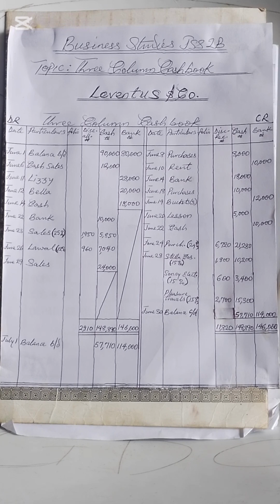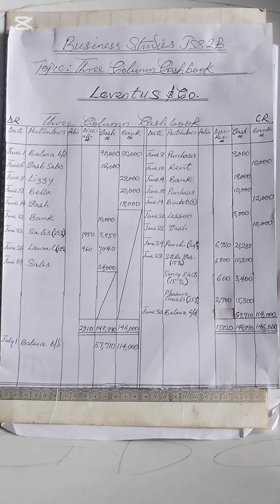Then you have received check from Lizzie. That's June 11. Received check from Lizzie, 28,000. You received money, so it's at the debit side. I know Elizabeth is getting me right. Nice. June 12, received alert from Bella. Now, Jomi, when you receive alert, where does it reflect? Of course, it reflects in the bank. So it is at the debit side under the bank column. Very good.